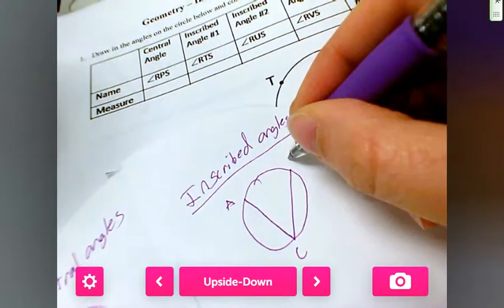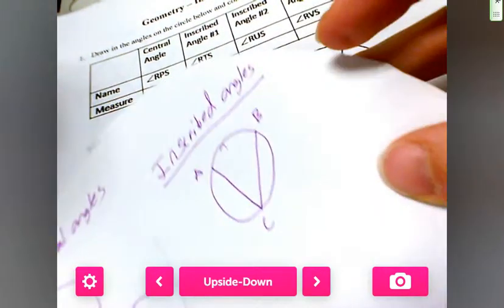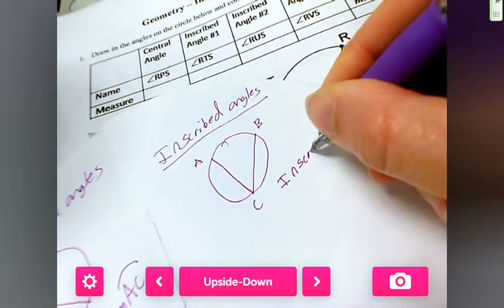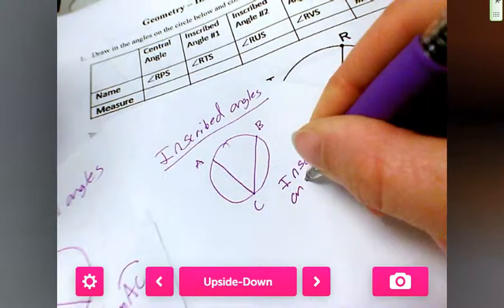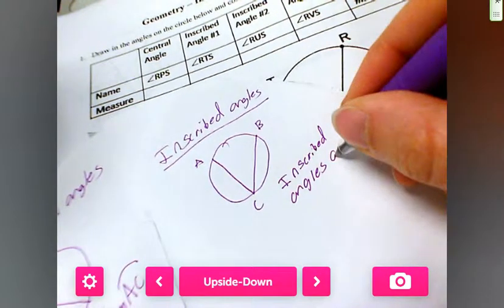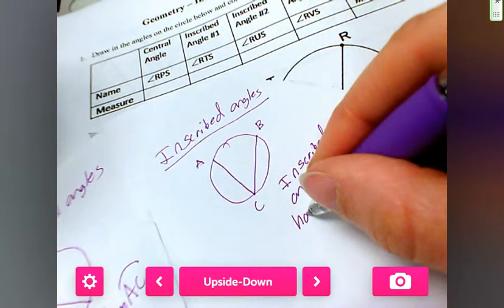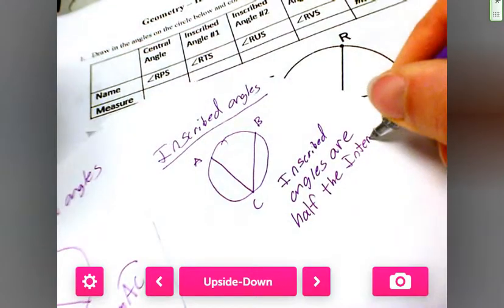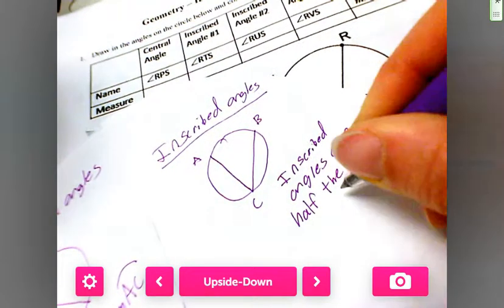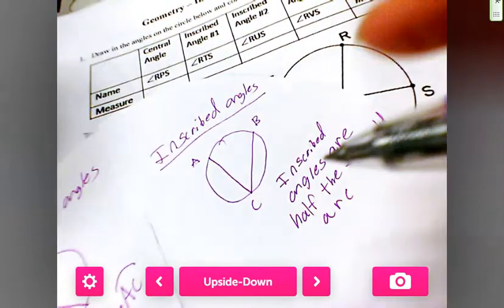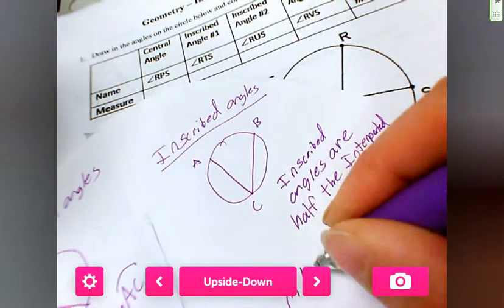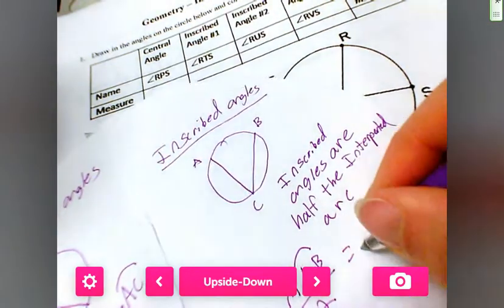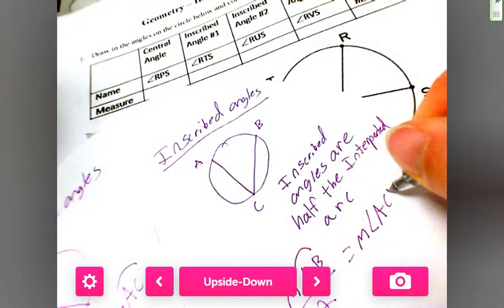We're going to call this ACB. Okay? So what this is saying is inscribed angles are half the intercepted arc. Okay, so if we think of the measure of arc AB, if we divide that by 2, we get the measure of angle ACB.